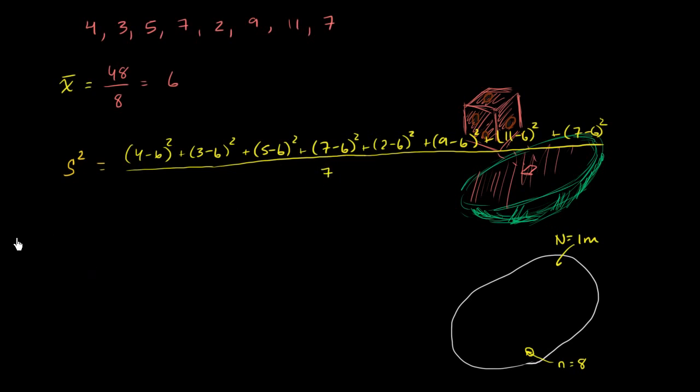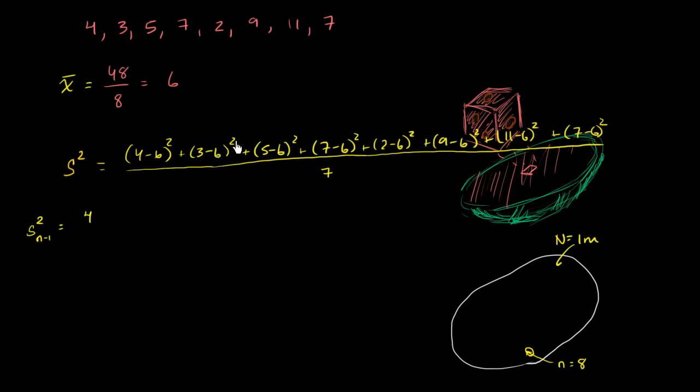And so this is going to be equal to, let me give myself a little bit more real estate, the unbiased sample variance, and I could even denote it by this to make it clear that we're dividing by lowercase n minus 1, is going to be equal to, let's see, 4 minus 6 is negative 2. That squared is positive 4, so I did that one.